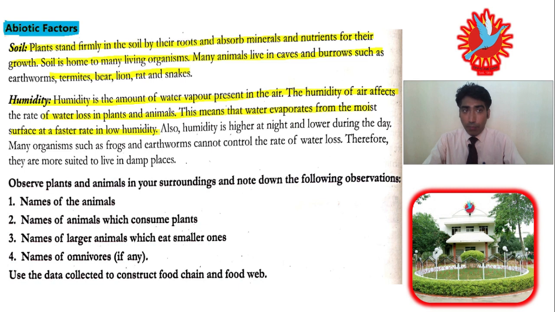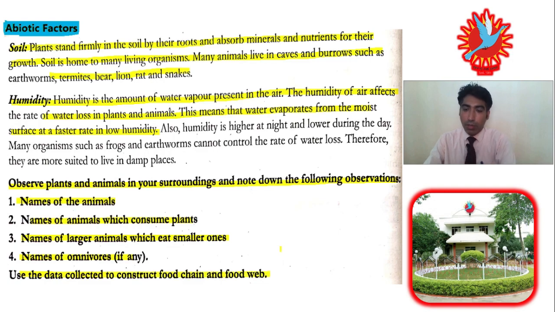So we have just finished all the abiotic factors, but I would like to give you a task. What is this task? You need to observe plants and animals in your surroundings and note down the following observations. You will have to note down the names of animals which are present around you. You will have to note down the names of animals which consume plants. You will have to note down the names of the larger animals which eat smaller animals around you. You will have to write down the names of omnivores if any are present around you. You need to use this data to construct the food chain and food web.